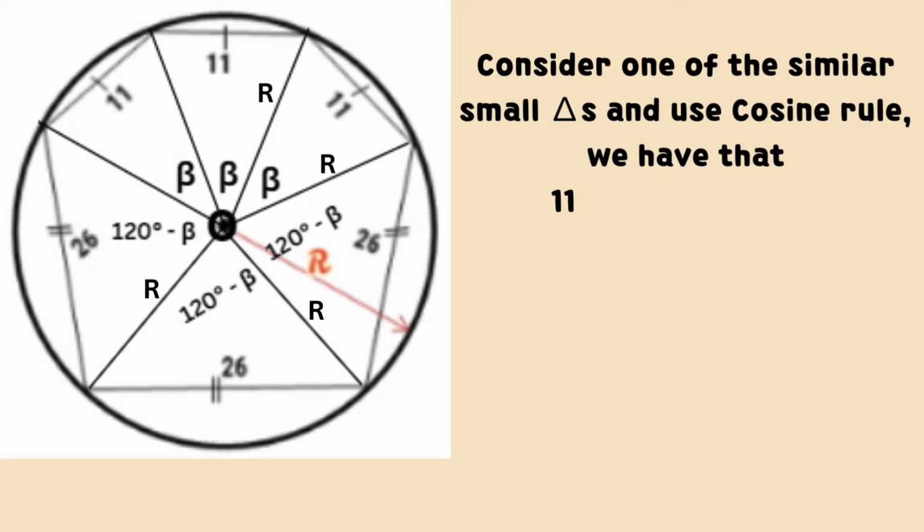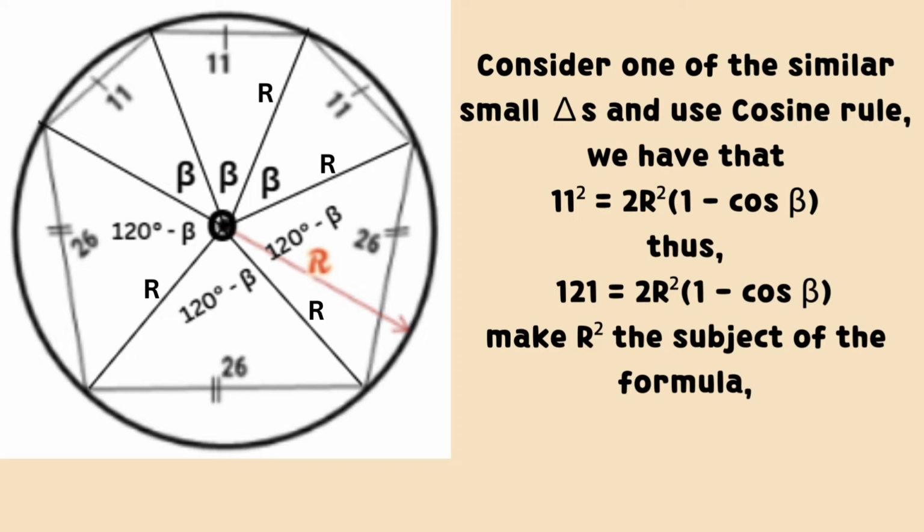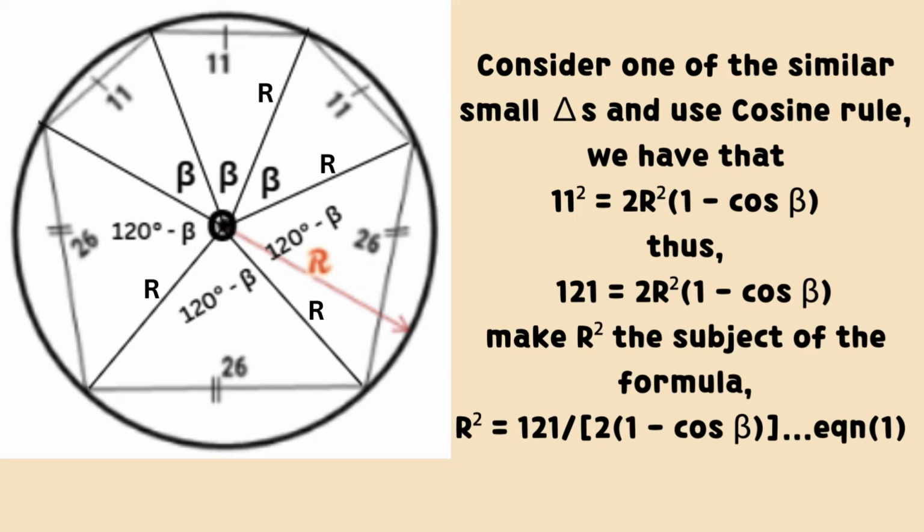Consider one of the similar small triangles and use the cosine rule. We have that the square of 11 equals the product of 2, the square of r, and the difference between 1 and cosine beta. Simplify this result and solve for the square of r. That is, r squared equals 121 divided by the product of 2 and the difference between 1 and cosine beta. We call it equation 1.